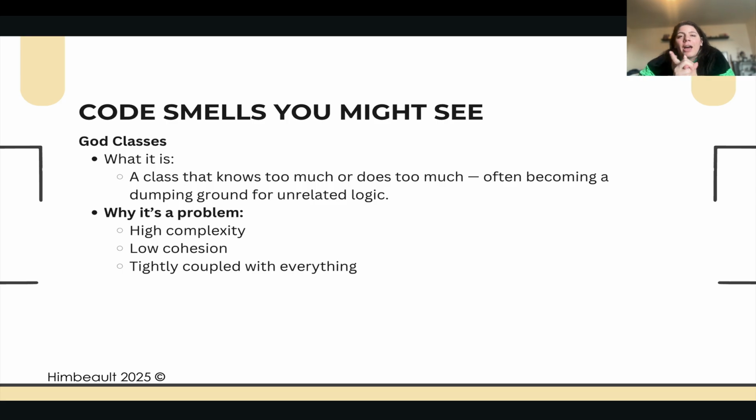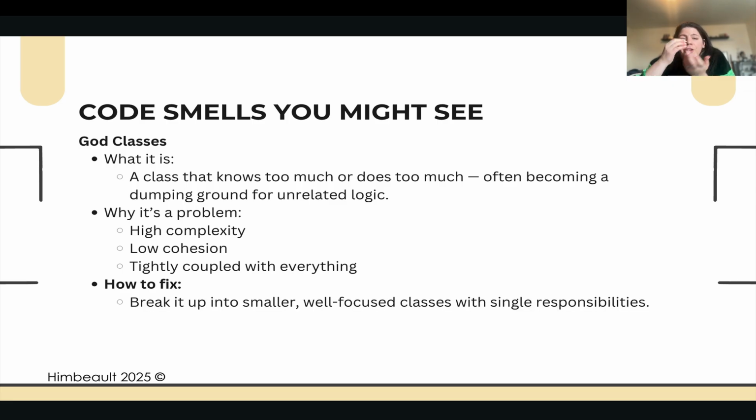So we end up with really high complexity and low cohesion, as well as this random God class being tightly coupled with everything. Everybody relies on this one random God class, and that's a huge problem too. So just like we saw with our long methods, just like we've seen with single responsibility principle, we need to break it up into smaller, well-focused classes, each with their own responsibility. That's way more important than not having enough classes.